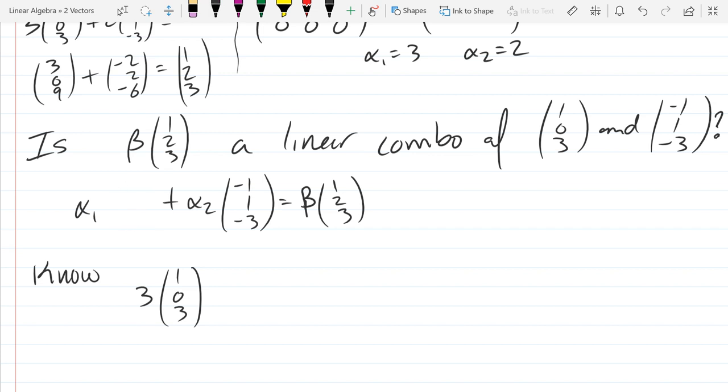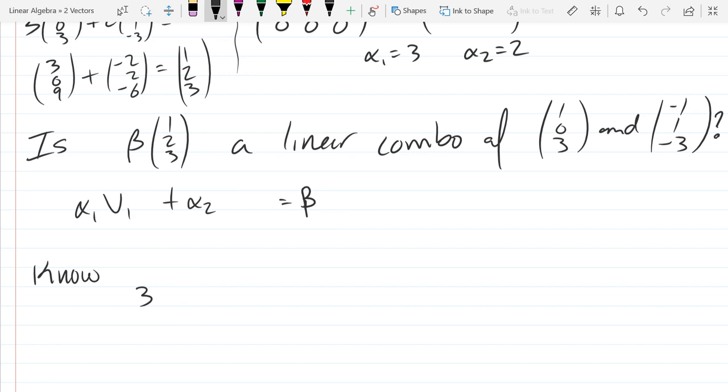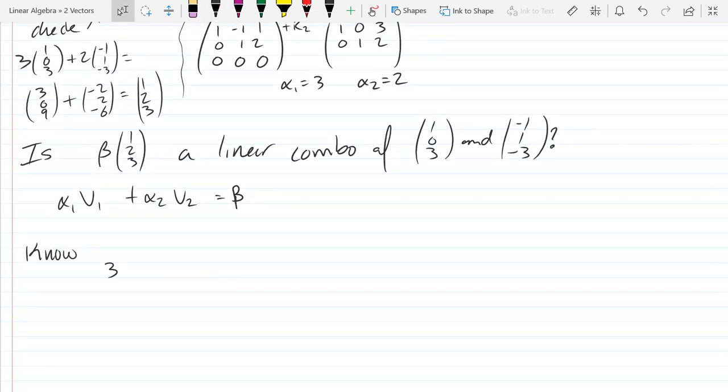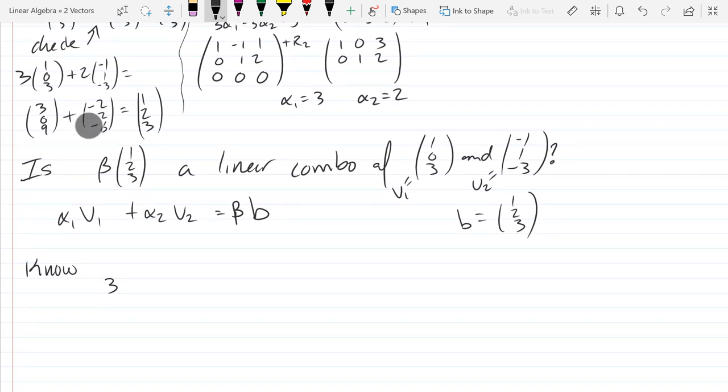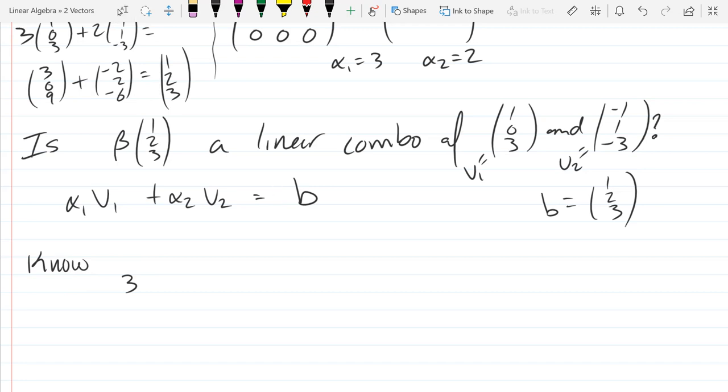Actually, let's be lazy and write even less. That's too much writing. We don't need all this stuff. We'll do alpha 1 v1, alpha 2 v2 equals b. I think I called it beta b. So v1 is the first vector, v2 is that second vector, and b is the 1, 2, 3 vector. I know that 3v1 plus 2v2 equals b.